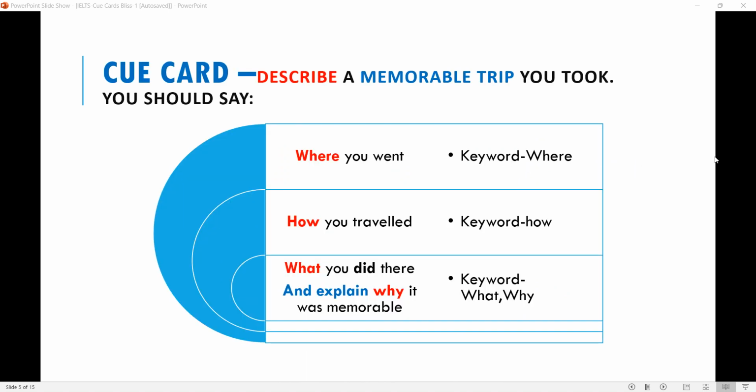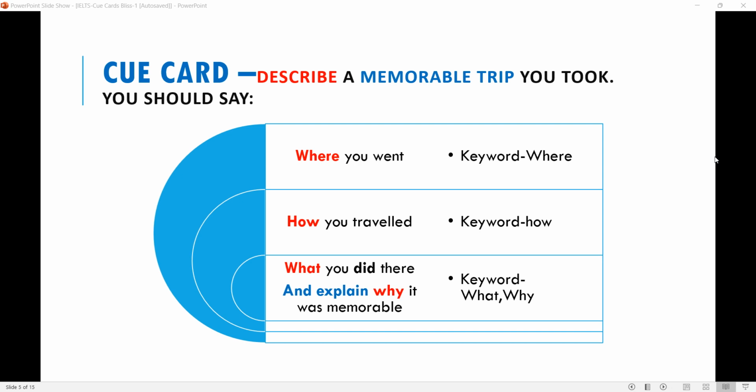So, let's see what tips I have to give you all today, and we have to discuss the keywords. Let's take a quick example. A cue card: Describe a memorable trip you took. You should say where you went, how you traveled, what you did there, and explain why it was memorable. So, what are the keywords? Where, how, what, and why.